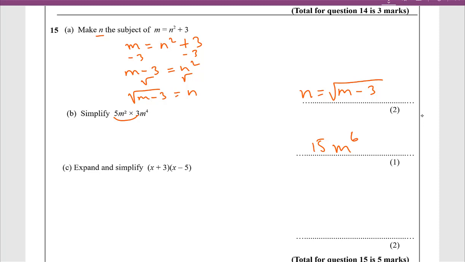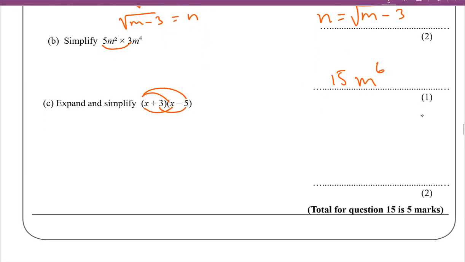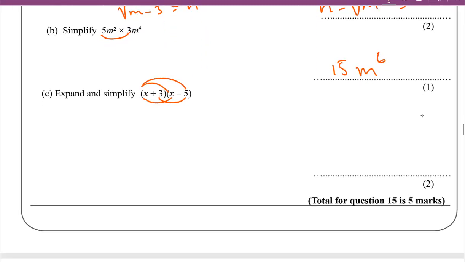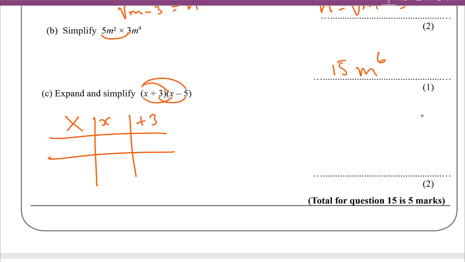Next one, expanding and simplifying double brackets: x plus 3 times x minus 5. Because it's got a negative involved, I know some people use the lines and it's very easy to do that, but sometimes you make mistakes with signs, and people are not sure what sign goes in the answer. So I always suggest that you use the grid. You're more than welcome to use your own method. This is just a method I find easier and helps you avoid mistakes.